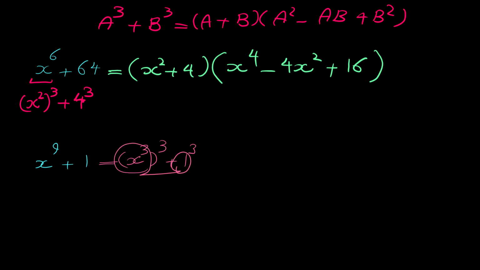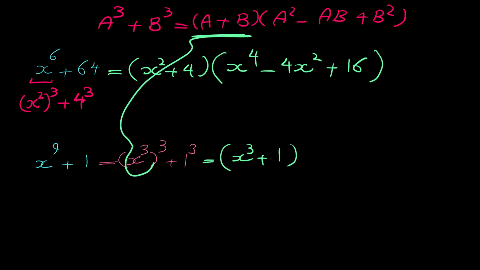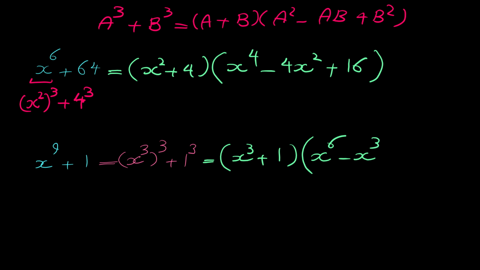Based on the formula, we can factor it in the form of x to the 3 plus 1, a plus b. This is a, this is b. Then a to the 2: x to the 3 to the 2 is x to the 6. Then minus ab: 1 times x to the 3, but minus x to the 3. Then b to the 2: 1 to the 2 is 1.